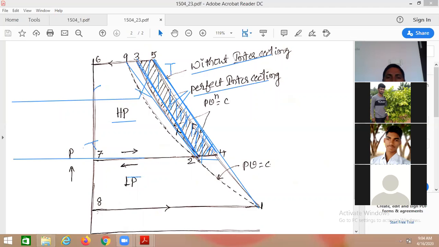So that means, while expecting the minimum work by the multi-stage compression, the intermediate pressure P2 must always be equal to the geometric mean of inlet pressure and delivery pressure. When this condition is satisfied by the multi-stage compression, then we say that minimum work is consumed by the compressor. This also can be written as P2 into P2 equal to P1 into P3. By mistake it was written as P2; this is P3. So P2 into P2 equal to P1 into P3.